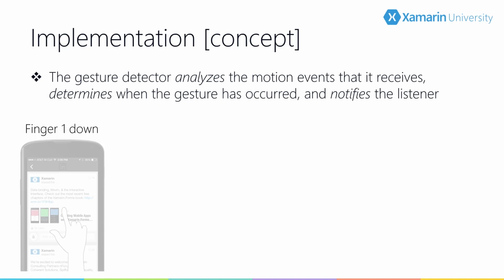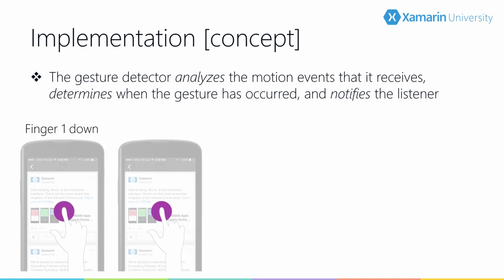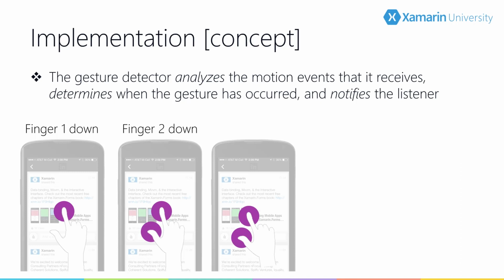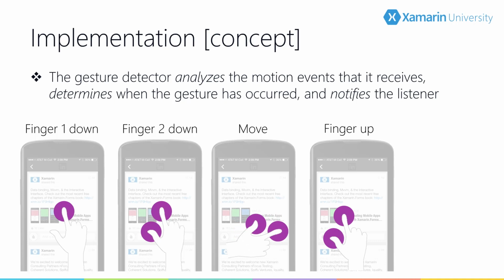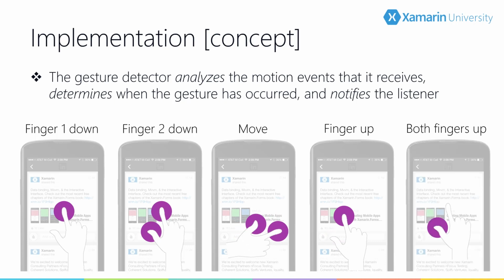So we will listen for the finger 1 down. Nothing happens. And then with the finger 2 down, our rotation begins. When we start moving the fingers, that's when our rotation will start and we'll get the angle. We'll lift a finger up, the rotate will end, and then when we lift both fingers up, nothing else happens.